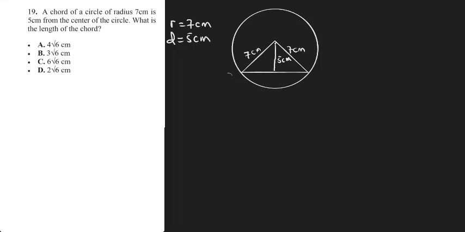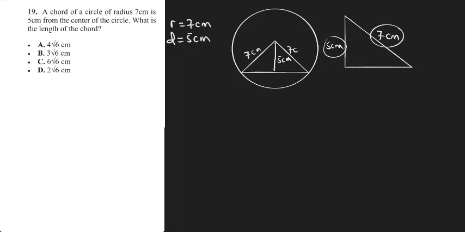Now the question asks, what is the length of the chord? That means we should calculate the distance from here up to here, right? But we're not going to get the length of the chord directly. Since we have a right angle triangle already, we can bring it out here. We have something like this. This is a right angle triangle, and we have 7 centimeters here, and here is 5 centimeters. So this is the hypotenuse and this is the opposite.